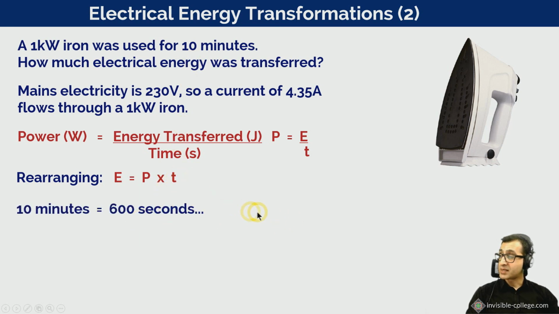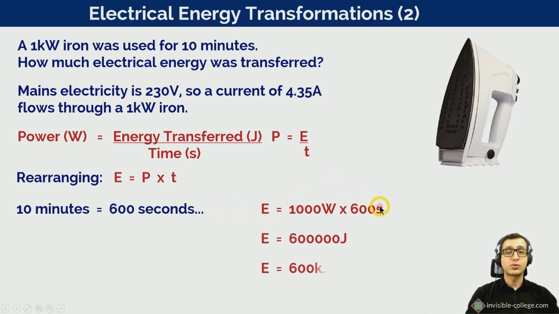So 10 minutes, 600 seconds, and so this gives us an energy transfer of 600,000 joules, and we can convert this to kilojoules, 600 kilojoules. So in 10 minutes, 600 kilojoules of electrical energy was transferred.